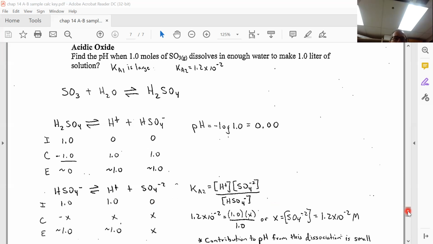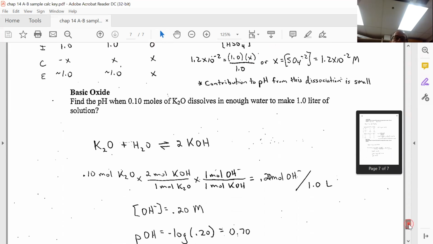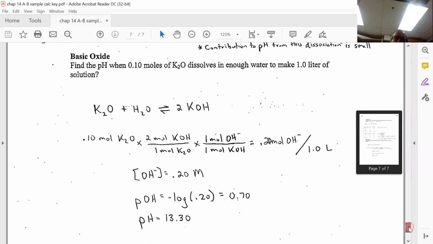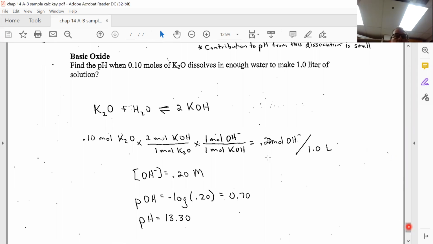Okay, let's look at a base oxide, which would be formed when a metal oxide combines with water, forming a hydroxide. So here we have 0.01 moles of K2O dissolves in water to make 1 liter of solution. Take the K2O, H2O, and it forms 2 KOH. So this is one where you know this is a strong base. You just have to pay attention to your stoichiometry. If you have 0.10 moles of K2O, and you go through this 2-to-1 ratio of KOH to K2O, you ultimately get 0.20 moles of OH- in 1 liter.